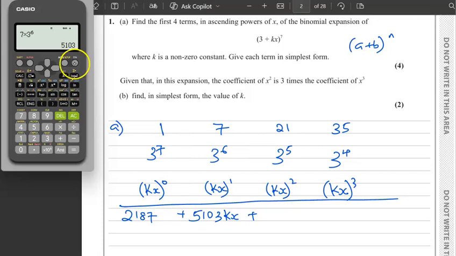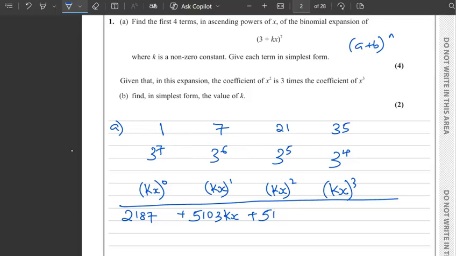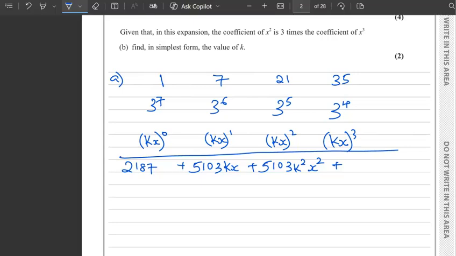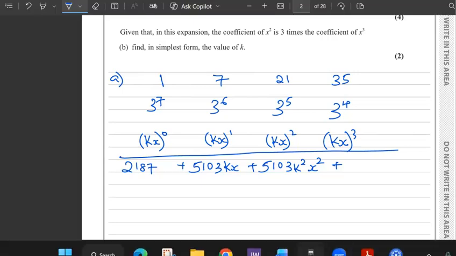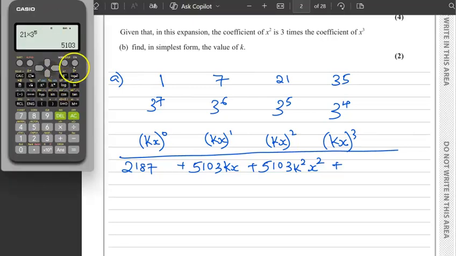We can also do the same for 21. So we'll have here 21 times 3 power 5. What does this give you? It gives you 5103. (kx) power 2 is the same as k squared x squared, then plus 3 power 4. Let's also use the calculator.